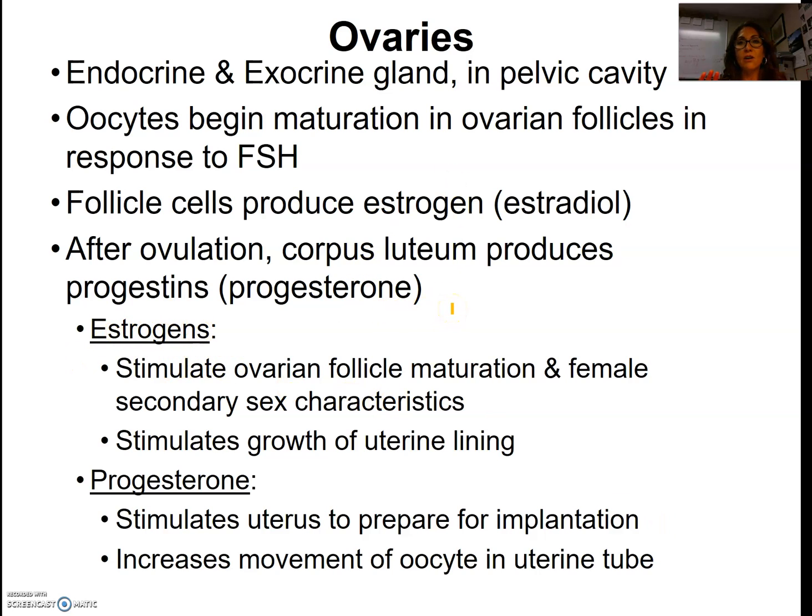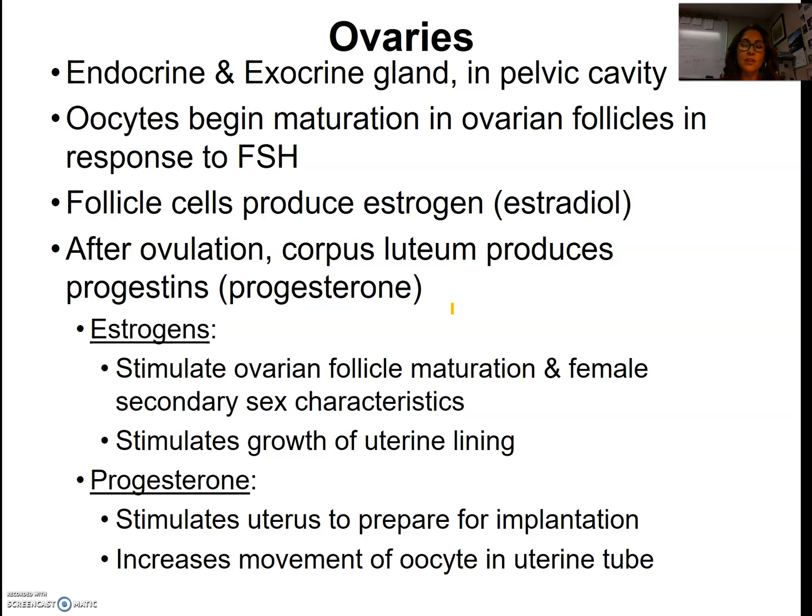Now, the ovaries and testes both serve as an endocrine and exocrine gland. They reside within the pelvic cavity. The testes can be a little bit different. They can be in the pelvic cavity or outside of the body. We'll get to the testes in a few minutes. The ovaries are the site of oocyte maturation.